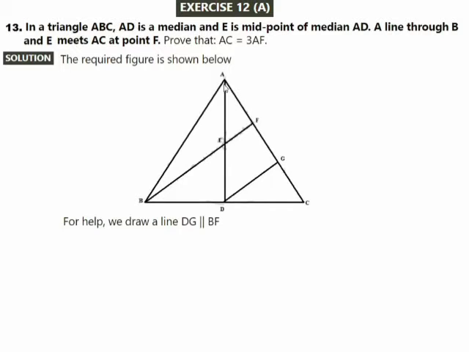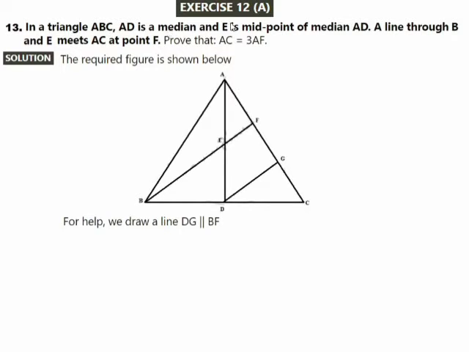AD is the median. So how do you draw a median? If you draw a median from A, you have to go to the opposite side. The opposite side is BC. So first find the midpoint of BC. The midpoint is this point, which is D. Now join A with the midpoint. This line is called the median.